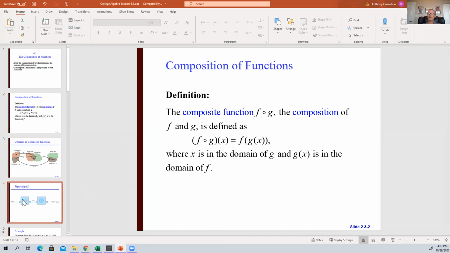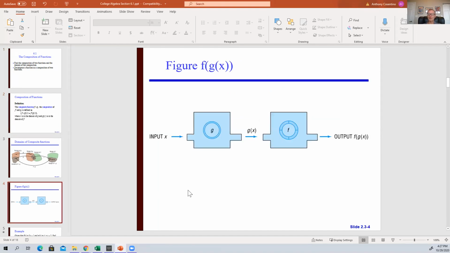The way to think about that is this little figure here, which I think is nice. The input of x goes into the first function g, and then out will come some other number or expression, and that expression goes into function f. So you just walk through it. It's a step-by-step style process.